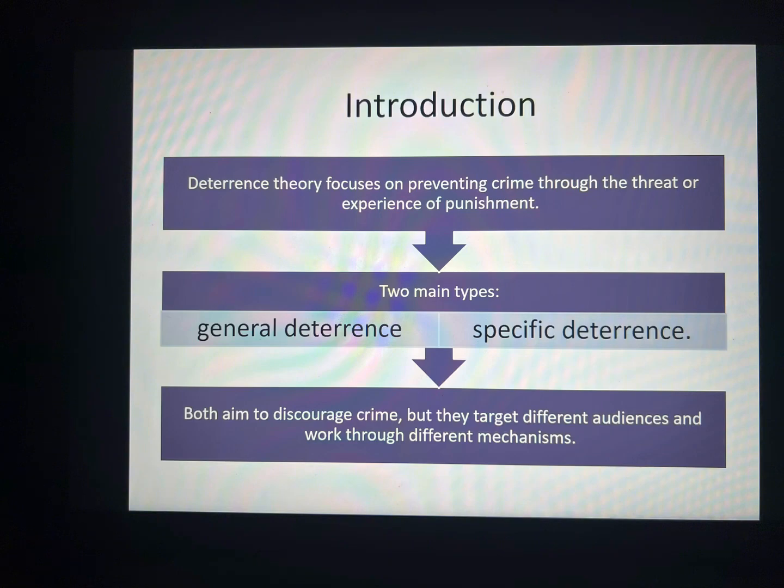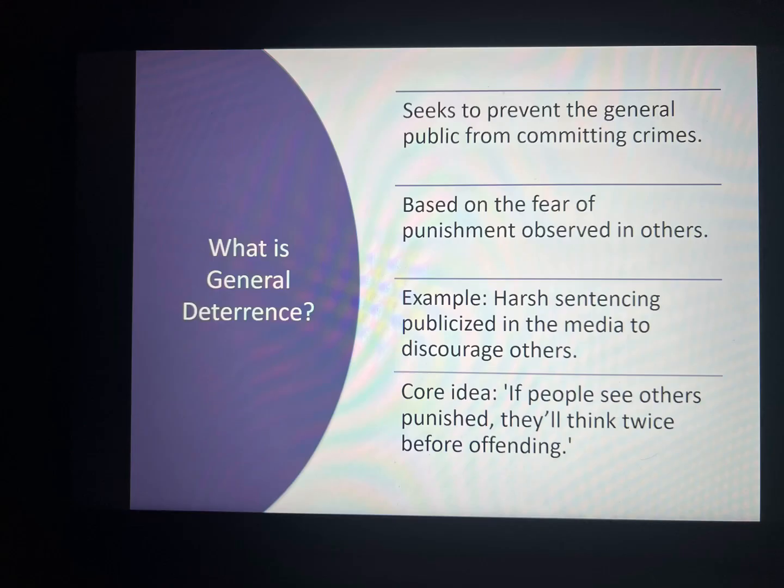General deterrence and specific deterrence both try to prevent crime, but in different ways. One targets society as a whole, while the other focuses on individual offenders who've already been punished. General deterrence is all about sending a message to the public. When people see others being punished, it's meant to make them think twice about breaking the law. For example, if a serious sentence is widely publicized, it reminds others that crime doesn't pay. It's the fear of punishment that keeps most people from offending in the first place.